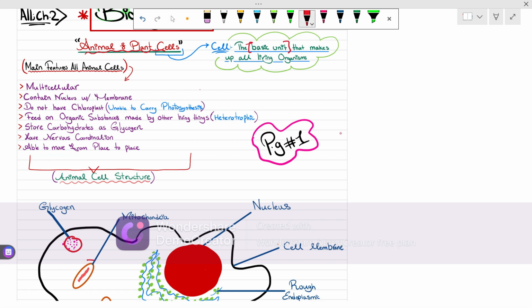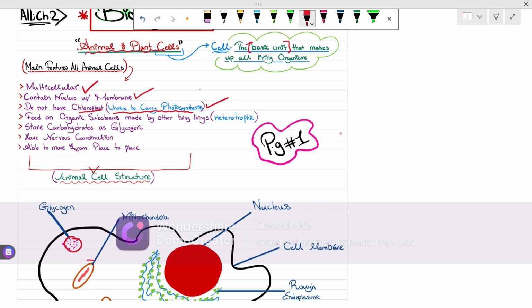Some main features of all animal cells is that they are multicellular. They are not unicellular, multicellular. Multi means more than one cell. They contain a nucleus with a cell membrane. They do not have chloroplast, so they are unable to carry out photosynthesis. Since they don't have chloroplasts, it means they don't have chlorophyll, so they cannot carry out photosynthesis. Photosynthesis is the process by which autotrophic plants make their food.